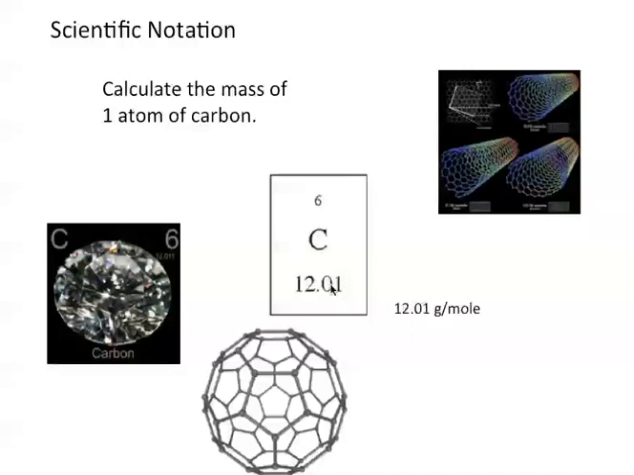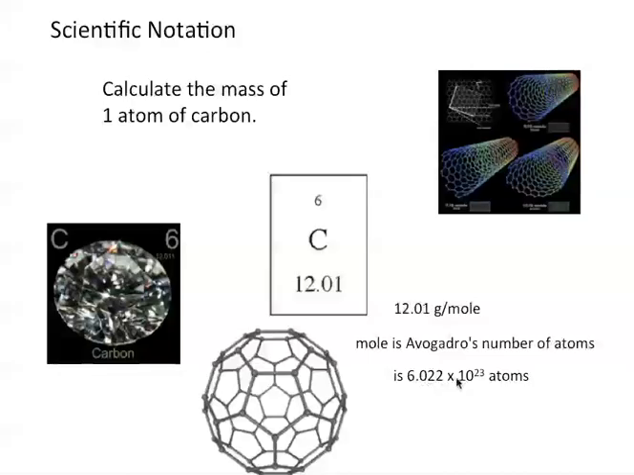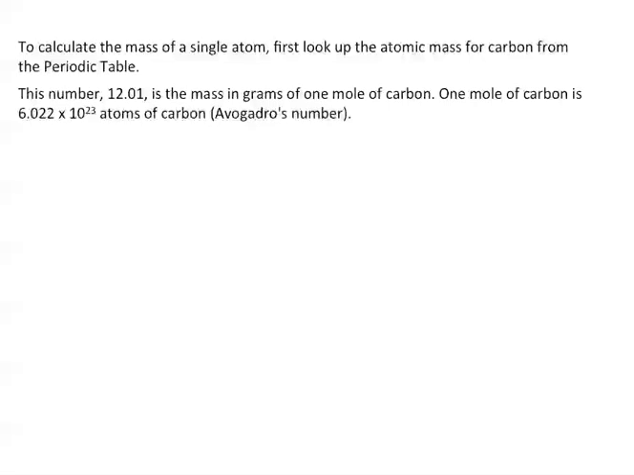Okay, and so the atomic mass of carbon is 12.01 grams per mole, and a mole is Avogadro's number of atoms, which is 6.022 times 10 to the 23 atoms. So to calculate the mass of a single atom, first we want to look up the atomic mass for carbon from the periodic table of elements. So this number, 12.01, is the mass in grams of 1 mole of carbon. 1 mole of carbon is 6.022 times 10 to the power 23 atoms of carbon. So 1 mole has a lot of atoms.